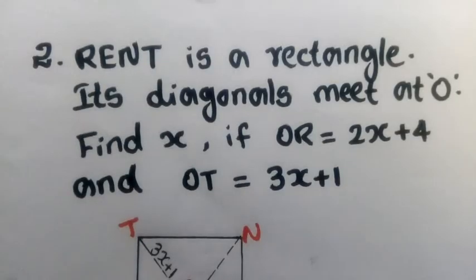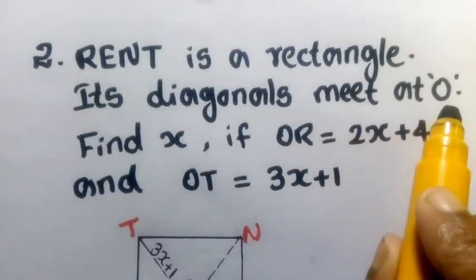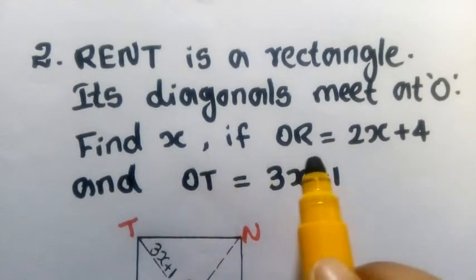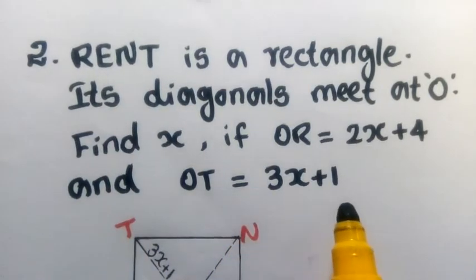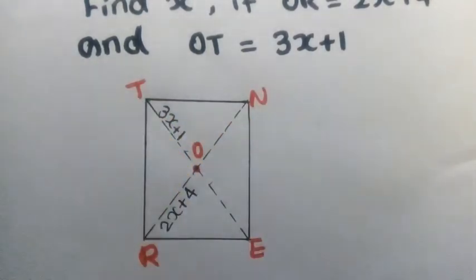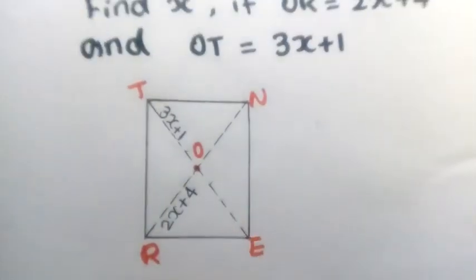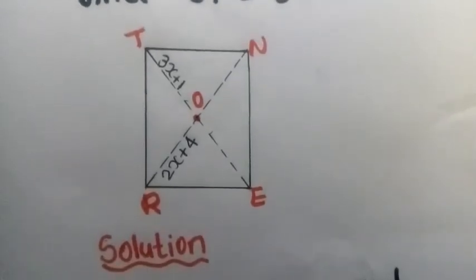Second question. RENT is a rectangle. Its diagonals meet at O. Find x if OR is equal to 2x plus 4 and OT is equal to 3x plus 1. Here we have the rectangle RENT with the diagonals TE and RN. We need to find the value of x. Let us check the solution.